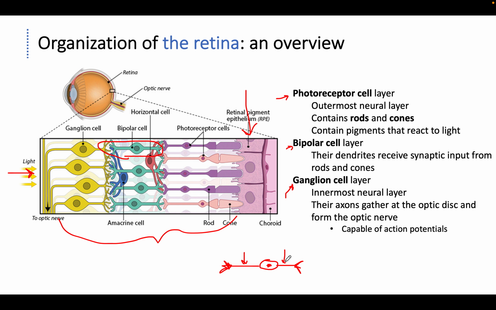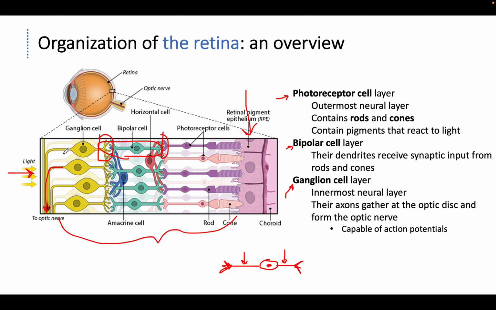This is the middle cell layer of our neural layer. We have photoreceptors, bipolar cells, and ganglion cells, and this bipolar cell is in the middle. It makes contact with the photoreceptors at the synapse, and it also synapses with our ganglion cells. Our ganglion cells are this last layer, the innermost layer of the retina, and it contributes to the inner lining of the retina with these axons that continue down.